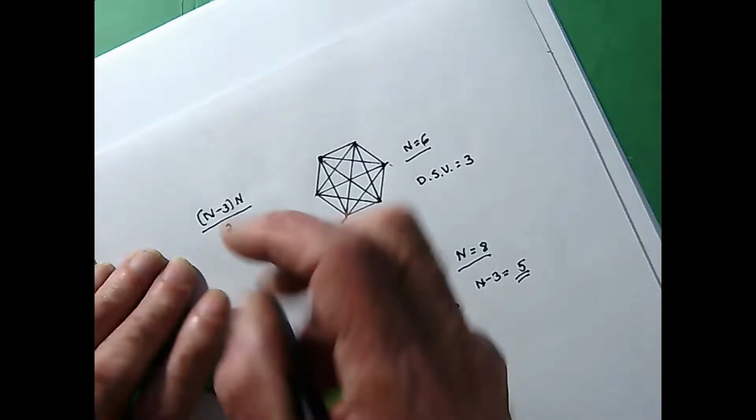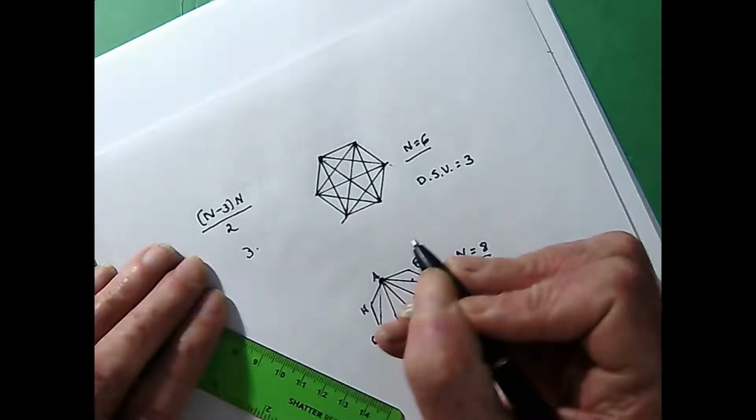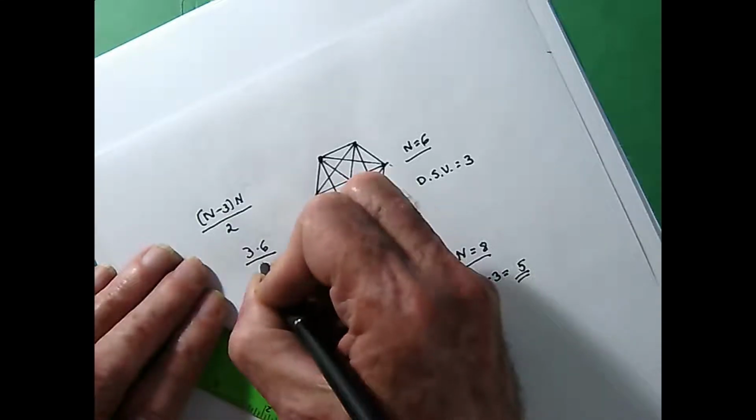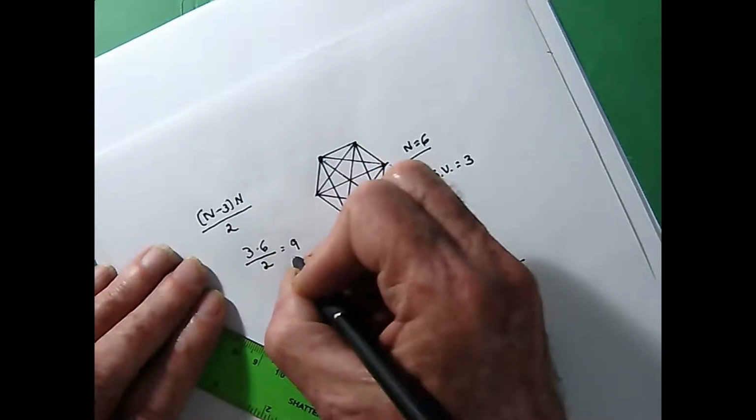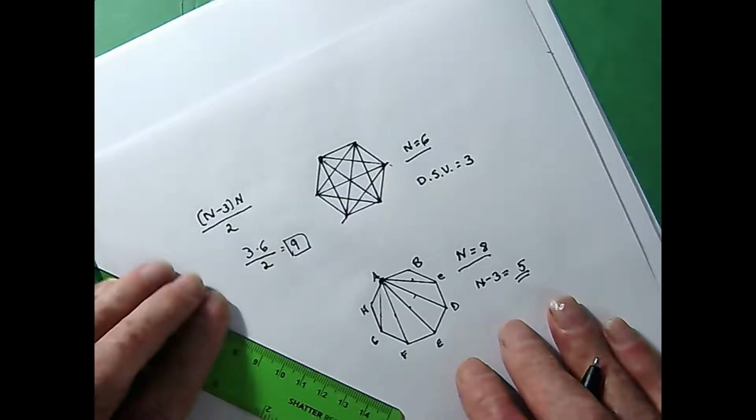3 from every vertex. I've got 6 vertices. I don't want to count anything twice, so that's 18 divided by 2. I should have 9 diagonals in that figure. You can count them if you want to, but I'm sure there will be 9.